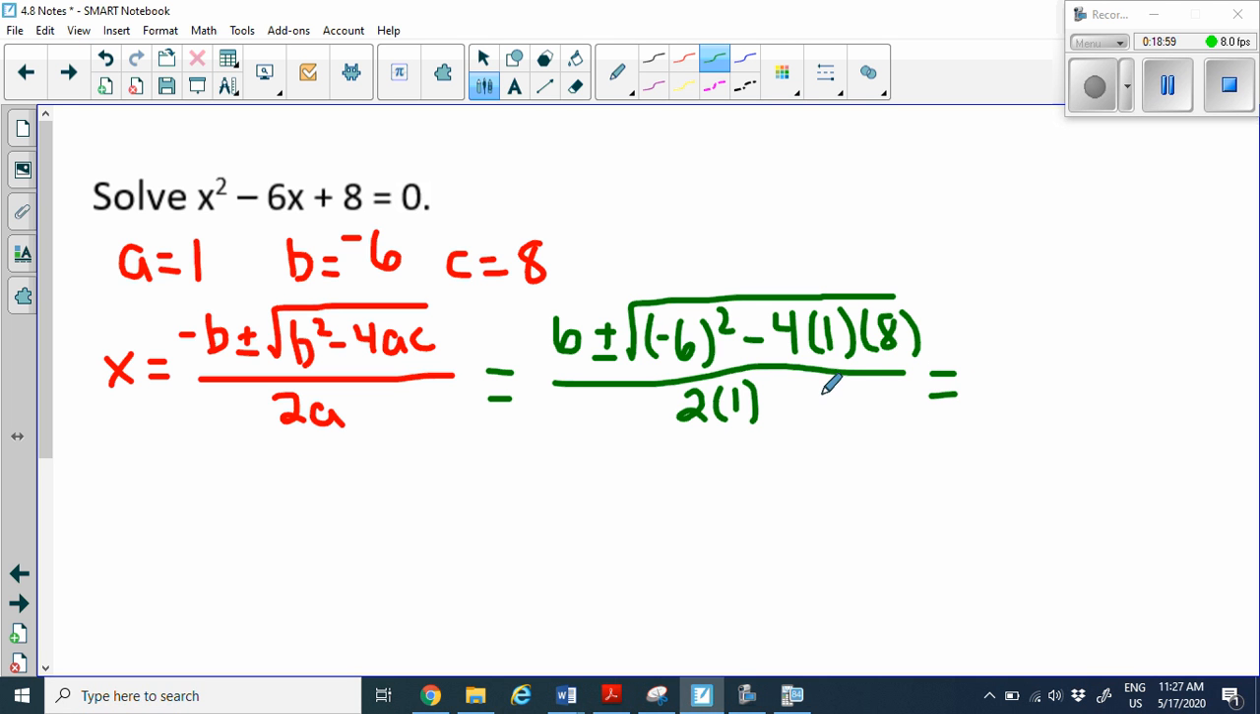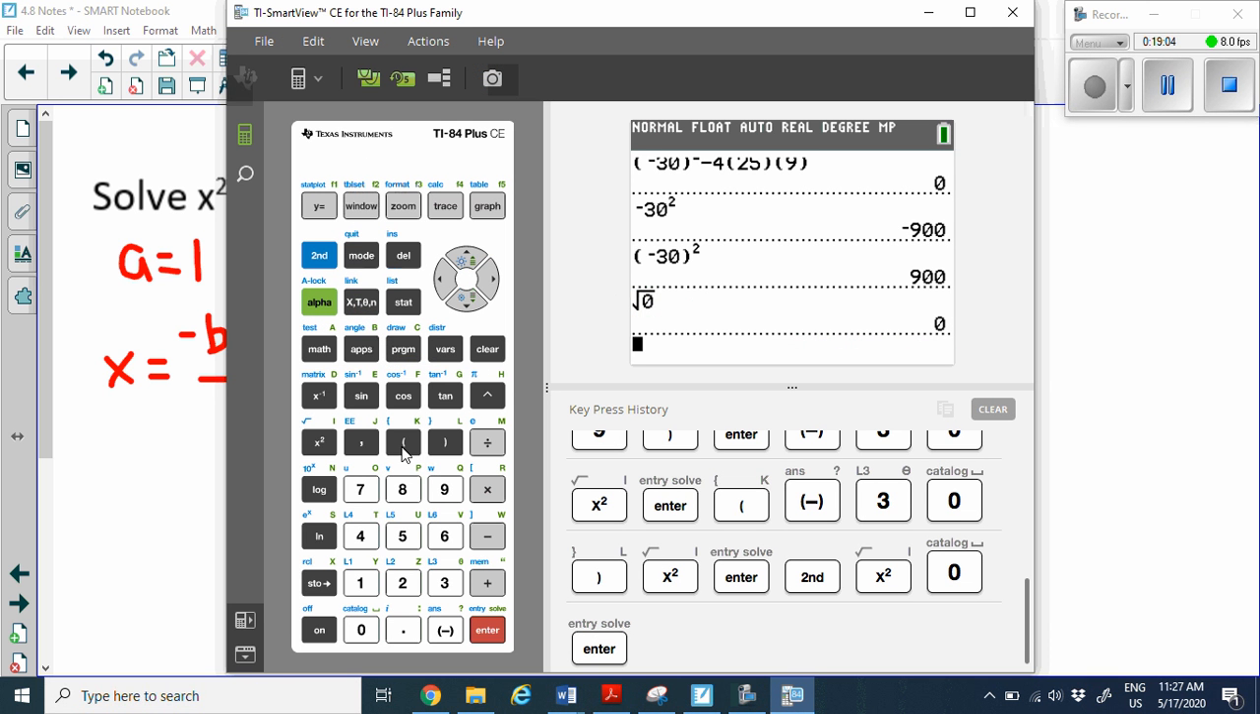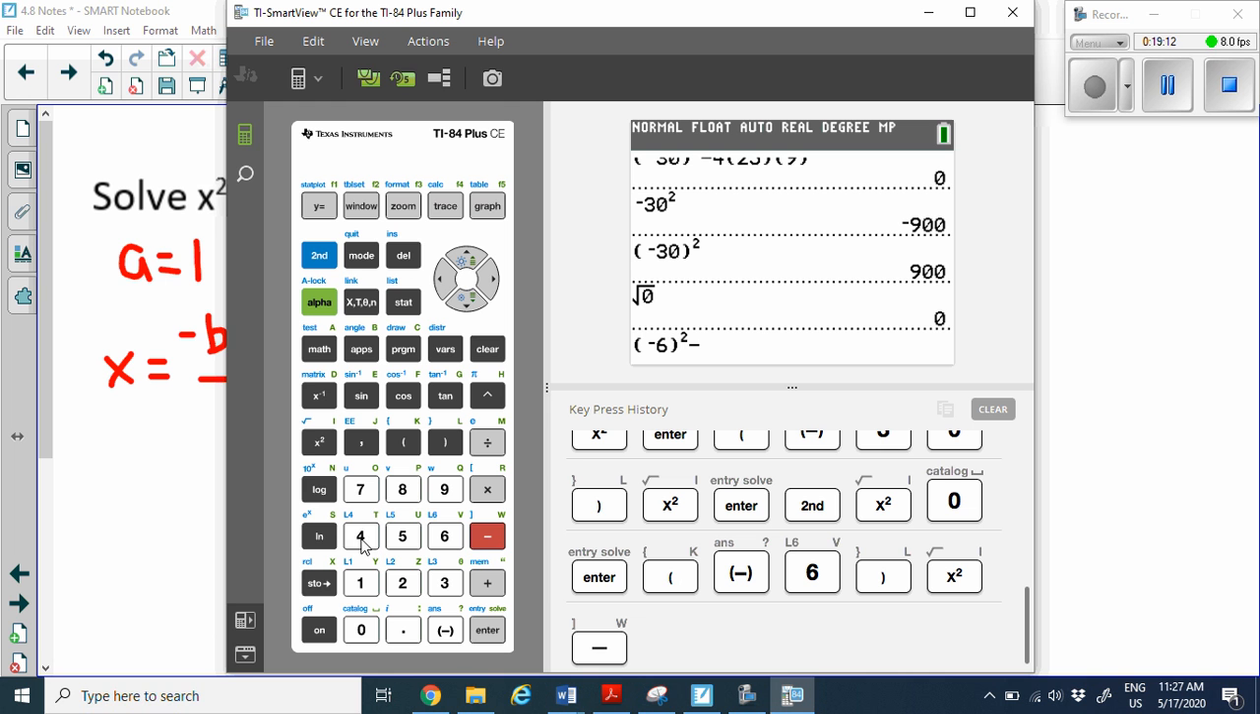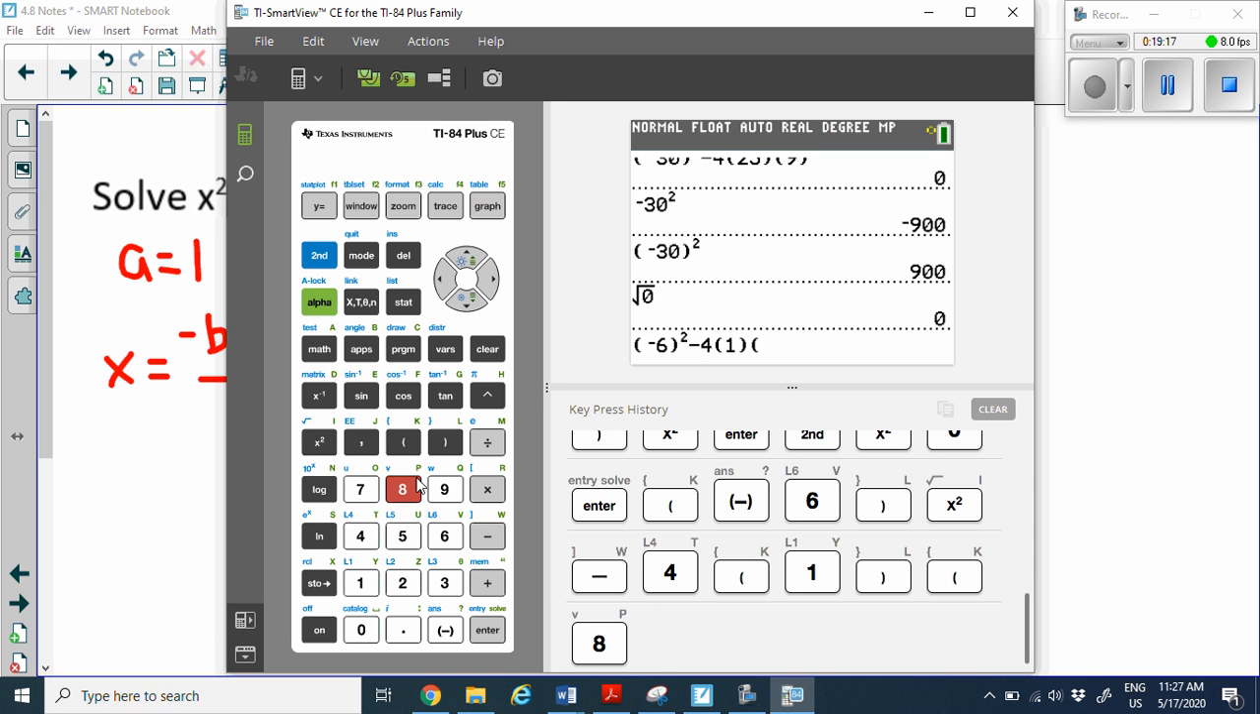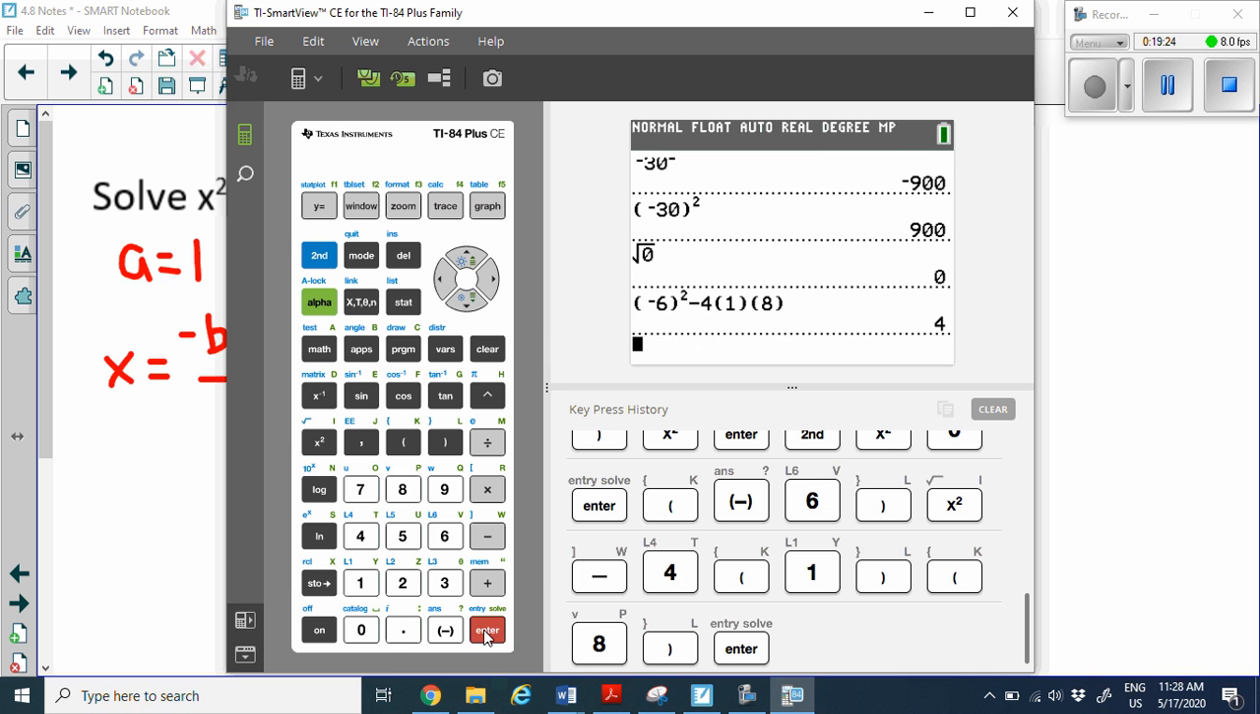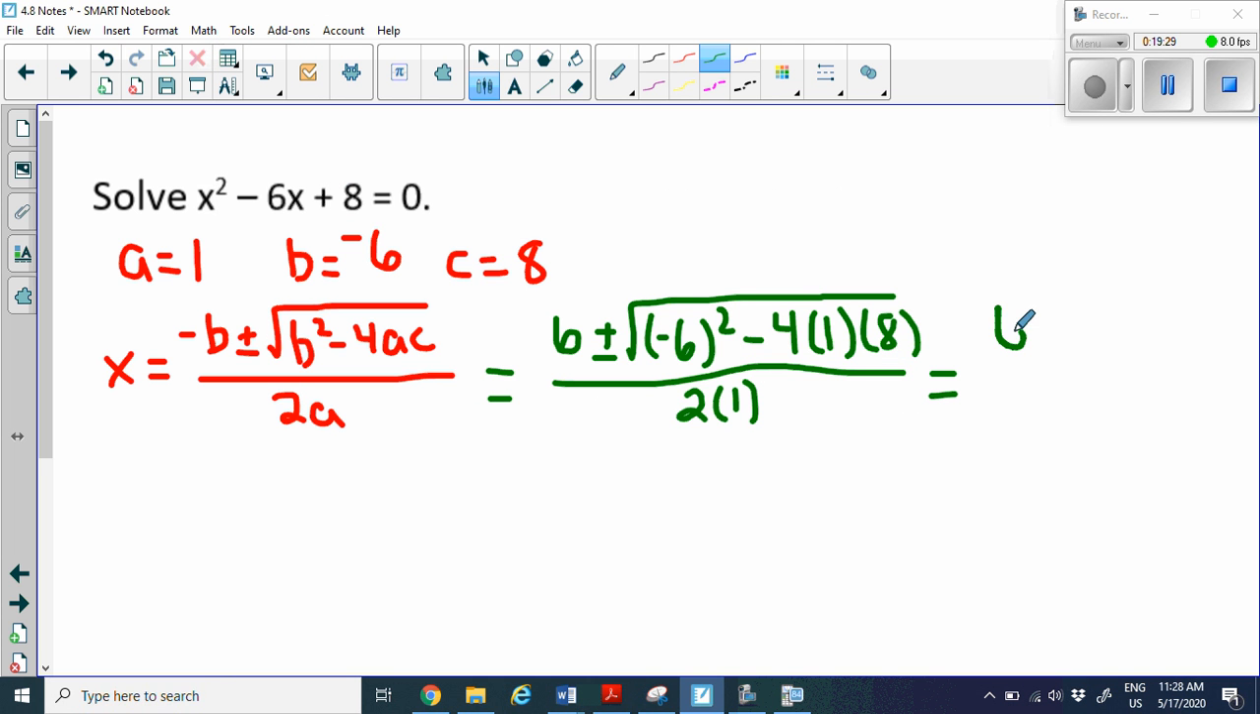Okay, let's see what you got when you plug this into your calculator. Hopefully you use your parentheses correctly. So you have parentheses. We need to use the negative, not the minus, because it will not work. Now we use the subtraction, because we are subtracting 4, then our parentheses of 1, and then our parentheses of 8. And remember, I don't actually use the square root sign. I just plug in the numbers underneath it. I get 4. Okay. So now I have 6 plus or minus square root of 4 over 2.